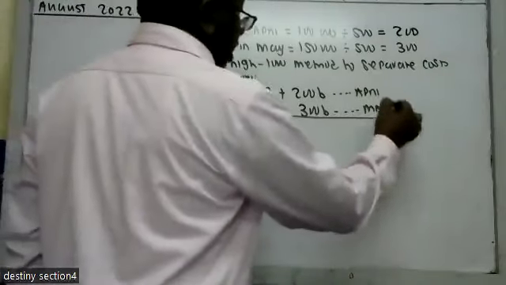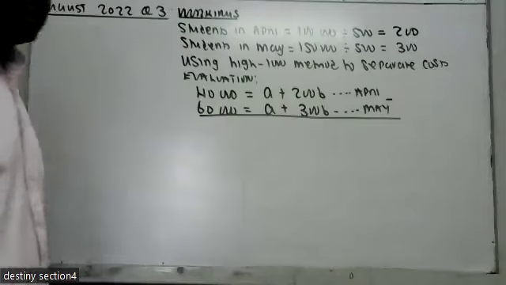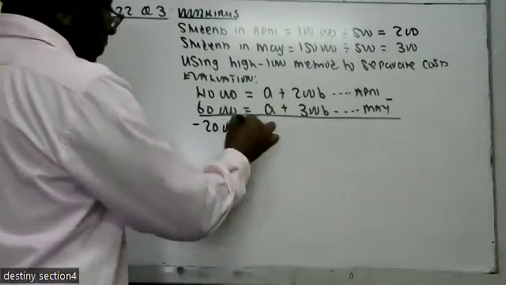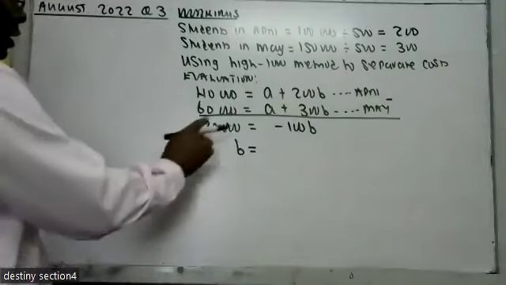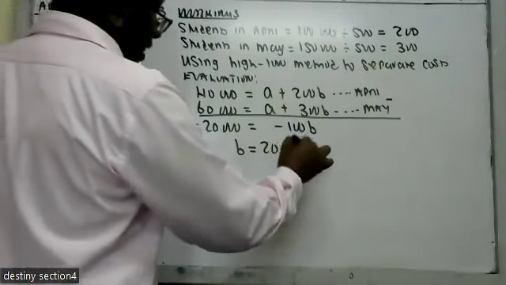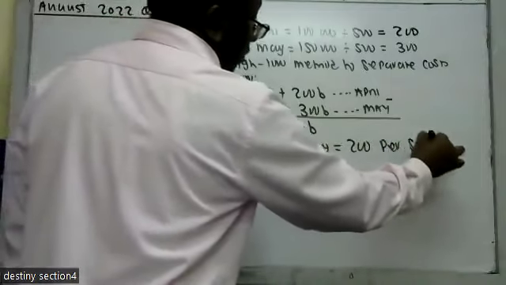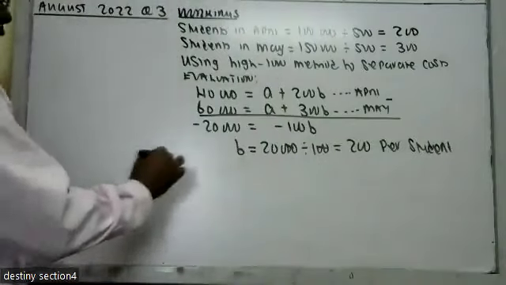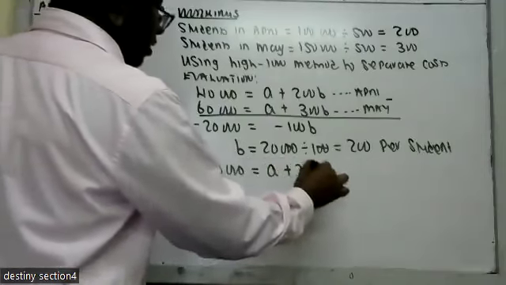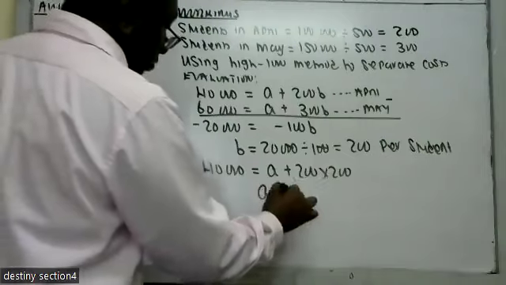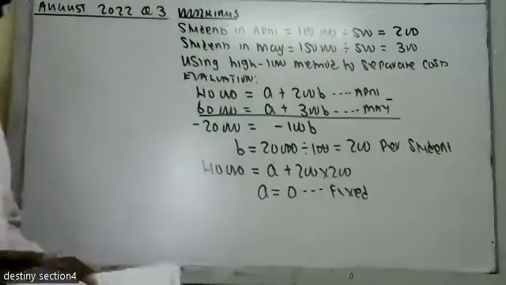And then you subtract here. The high-low method is the one we use to separate costs. We have to know which one is variable and which one is fixed. So this gives us minus 20,000 equals minus 100 B, and therefore B must be 20,000 divided by 100. So these cancel, and that gives us 200 per student. And when you come here, you say 40,000 equals A plus 200 times 200. That tells you that A must be zero. That is the fixed.